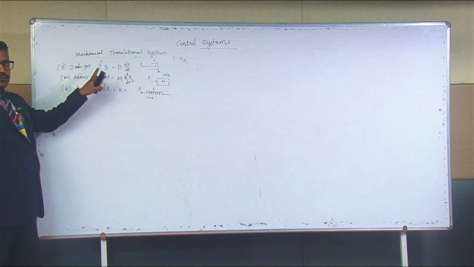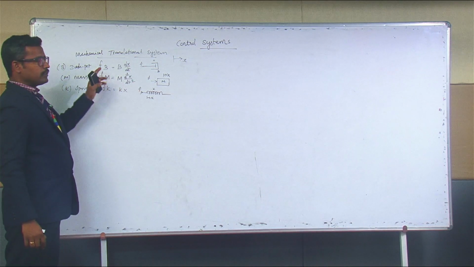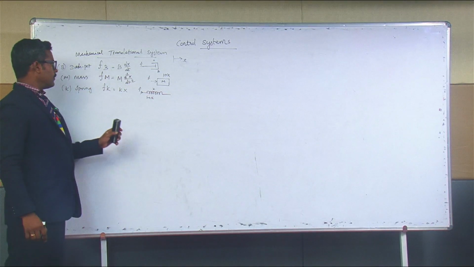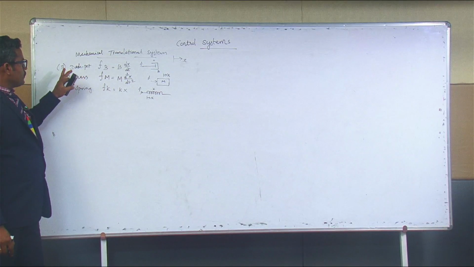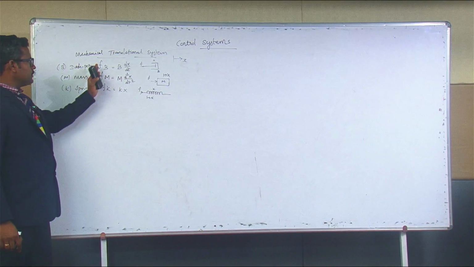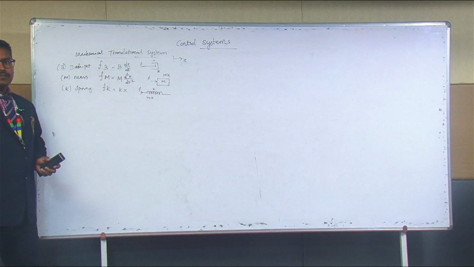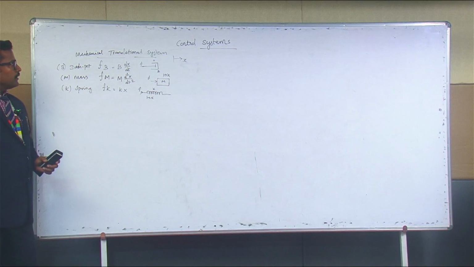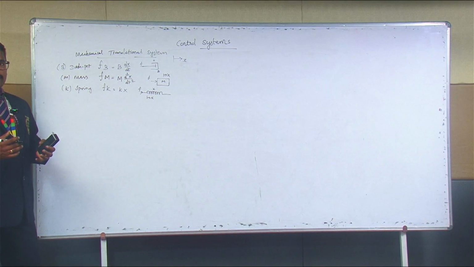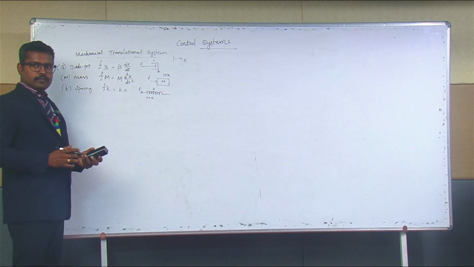F is nothing but a force in linear motion. If it is a rotary motion, we call the force a torque. So for the dashpot, mass, and spring, this is the equation, and this is the symbol representing these three basic components. Now we are going to derive a mathematical equation for a simple mechanical system.